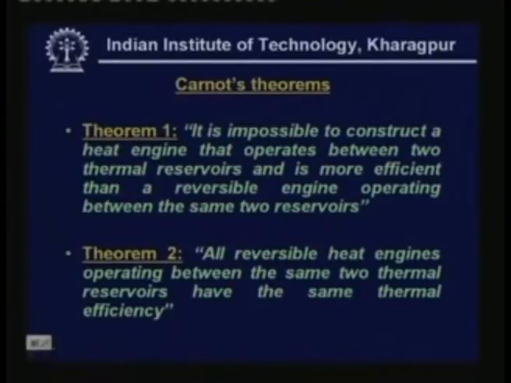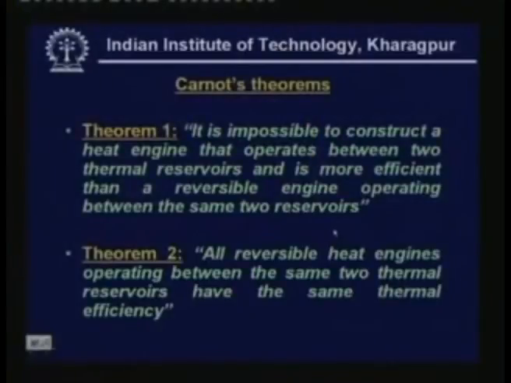That means, again let us take the example of two thermal reservoirs, and let us say that n number of reversible heat engines are operating between these two reservoirs. And Carnot's second theorem says that all these n reversible heat engines will have exactly the same efficiency. That means the efficiency of a reversible heat engine is not a function of how the cycle is constructed or anything, as long as it is reversible, but is a function of only the temperatures of the reservoirs.